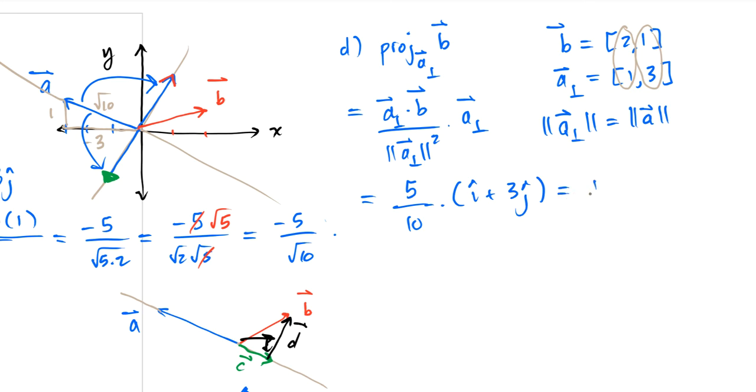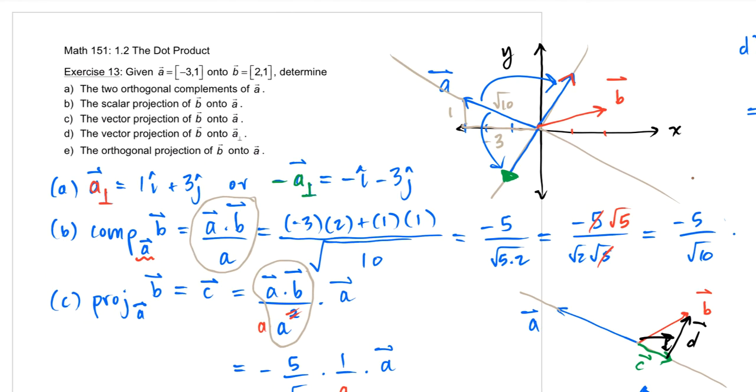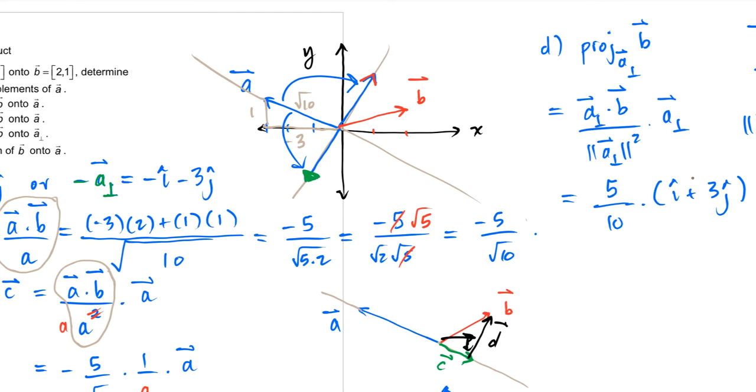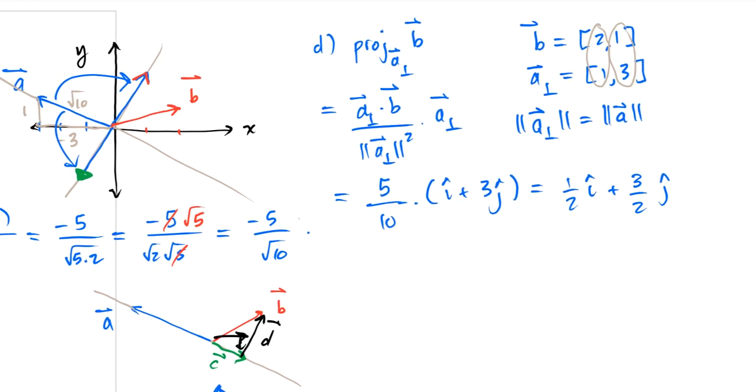And so we end up getting 1/2 i hat plus 3/2 j hat. And then the last part of this question, E, says to work out the orthogonal projection of B onto A. So when we work out the orthogonal projection, that's just a fancy way of saying we want to work out vector D, which is the vector that we sketched over here to complete the right triangle formed when B is projected onto the blue ground.